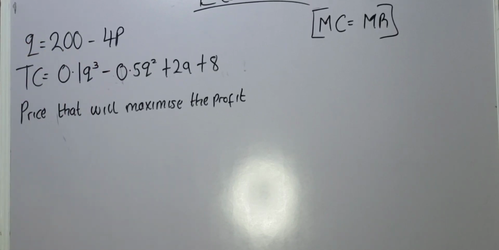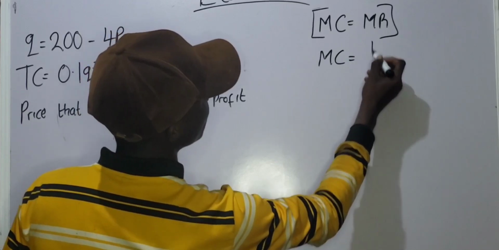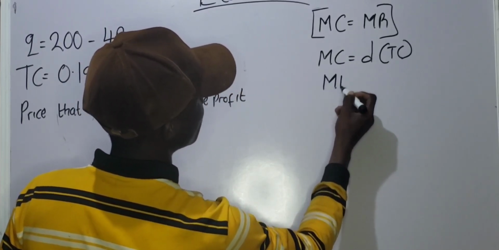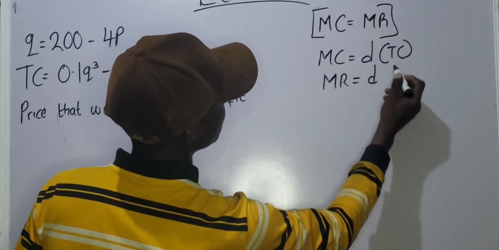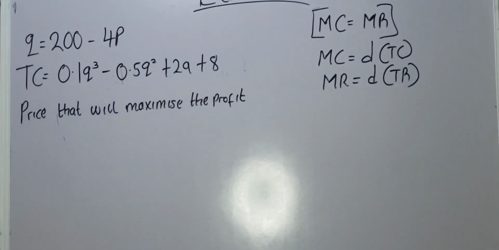When we talk about marginal cost, it means the derivative of total cost. From your basic economics, marginal cost is equal to the derivative of total cost, and marginal revenue is equal to the derivative of total revenue. Please, just pay attention.